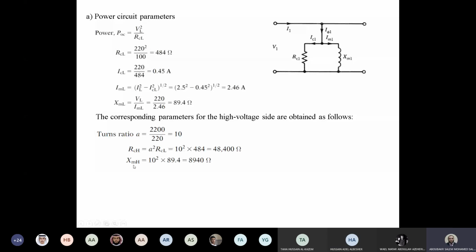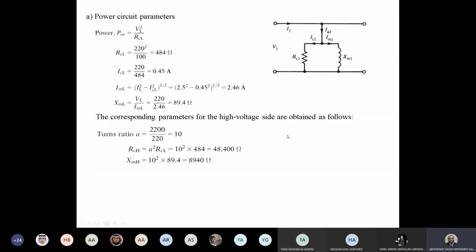Similarly, XM can be calculated. So Turner's ratio square multiplied by the value of reactance in the low side. The value here is 8.94 kilo ohm. Can you see the values of RC and XM? They are considered high because these are the normal values for this branch. This branch all of the time will have high impedance.